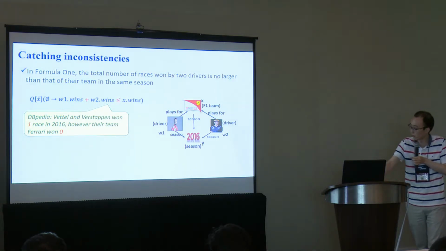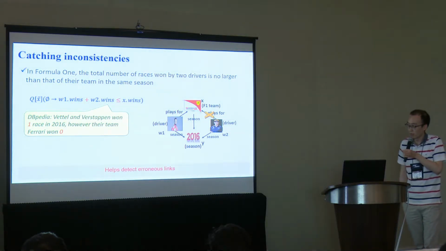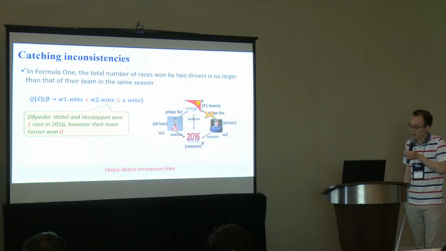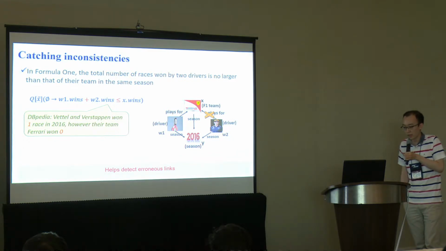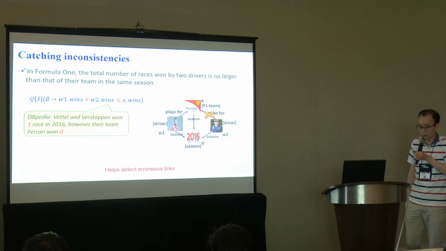Here, all the number of races, all the number of wins are correct, but Verstappen didn't race for Ferrari in the season of 2016. So the NGDs help to detect erroneous links in real-life graphs.